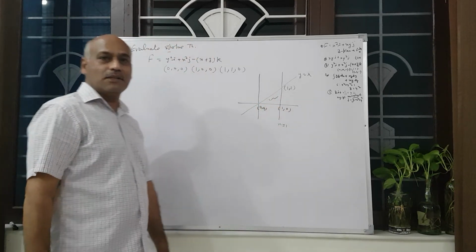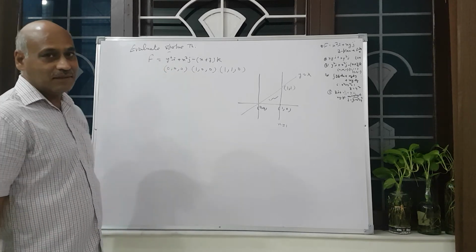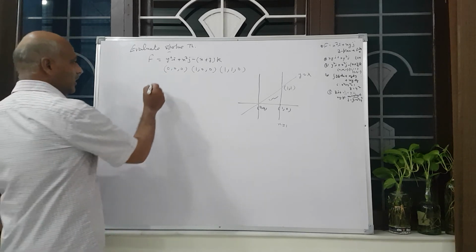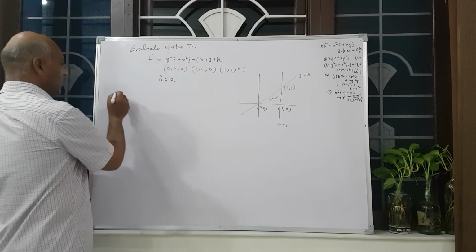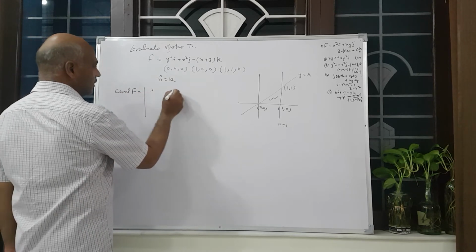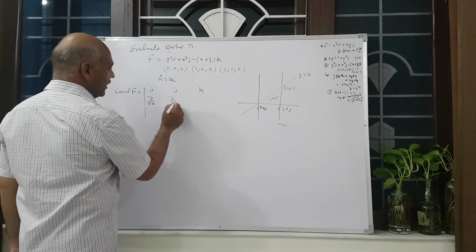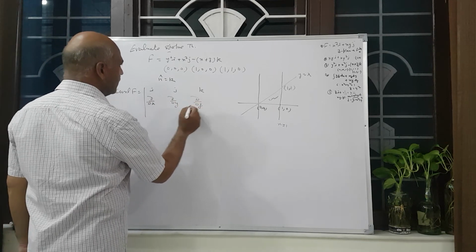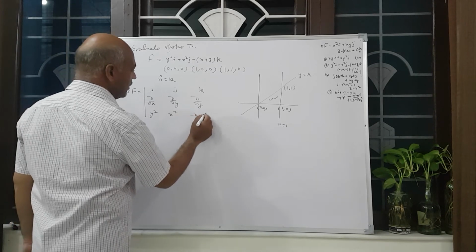Now we calculate, evaluate this one. So this is in the xy plane, z is equal to 0, so n cap is k. So curl f, we find curl f: i j k, del by del x, del by del y, del by del z, y square, x square minus x, minus z.